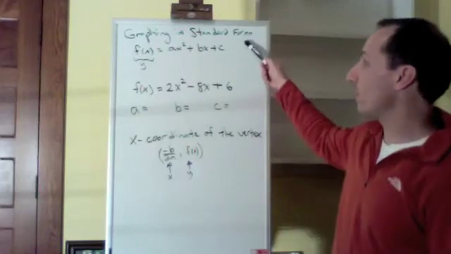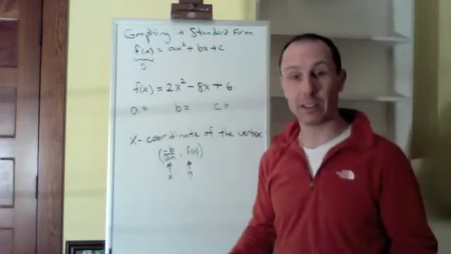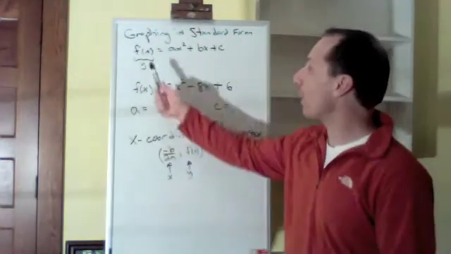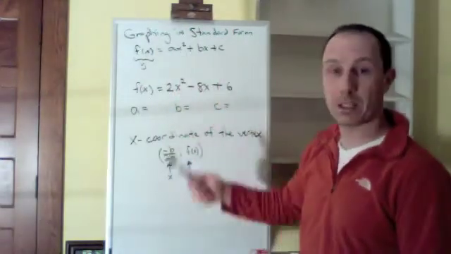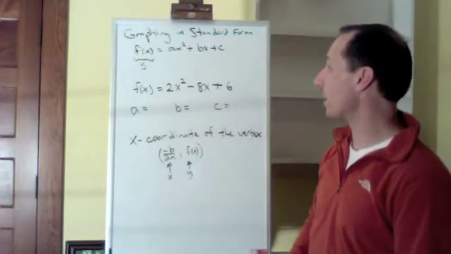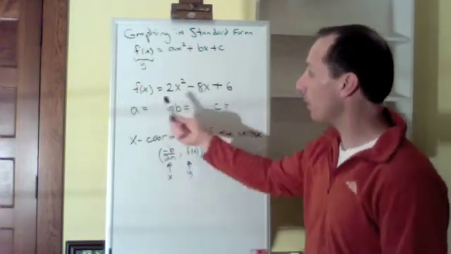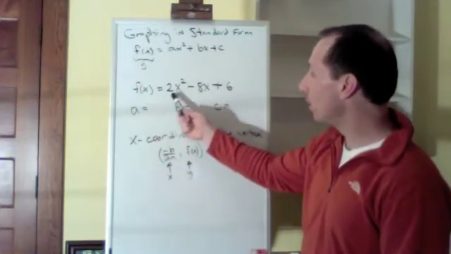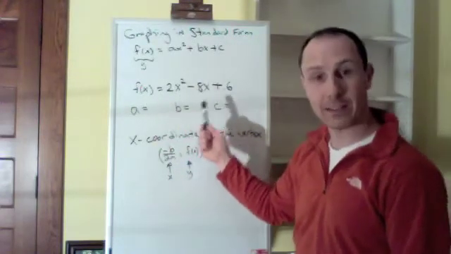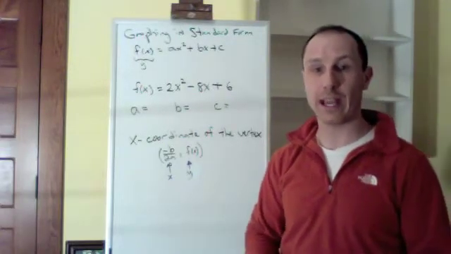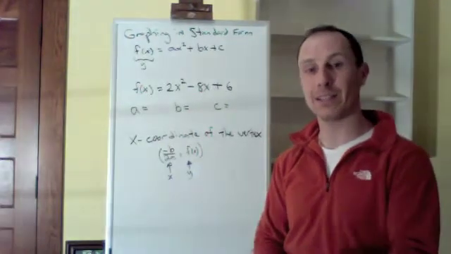If you're going to graph in standard form, it would be helpful if the quadratic equation was written in standard form. So either f of x equals ax squared plus bx plus c, or y equals ax squared plus bx plus c. And I have here a function written using function notation: f of x equals 2x squared minus 8x plus 6. The first and most important thing we should do right now is to identify a, b, and c.